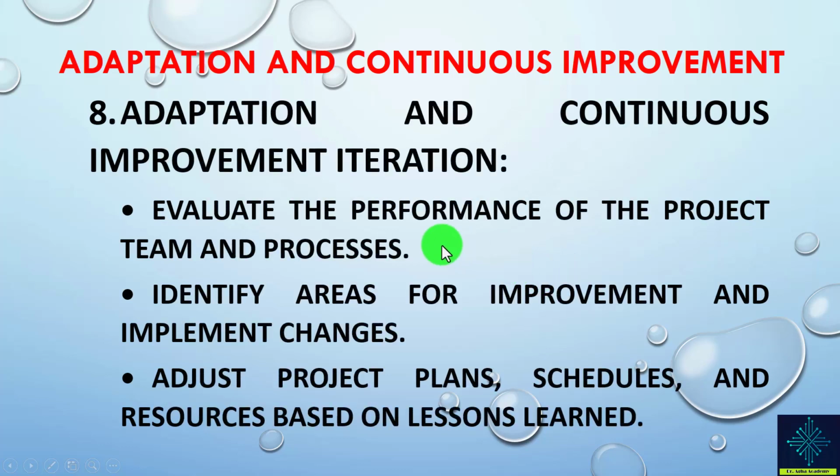Adaptation and continuous improvement. This is a concept of Agile, okay, to be flexible, adaptive. So we have to evaluate the performance of the project team and processes, then identify areas for improvement and implement changes whenever this is required, or whenever we feel there is a need for that. Then adjust project plans, schedules, and resources based on lessons learned. So our organizational process assets and other documents would be updated.